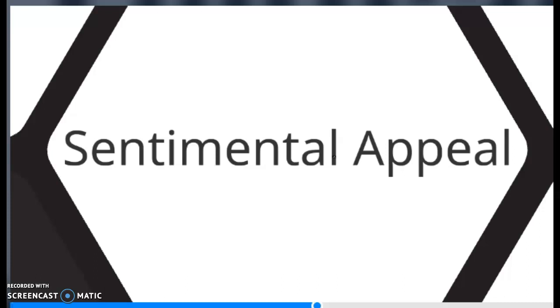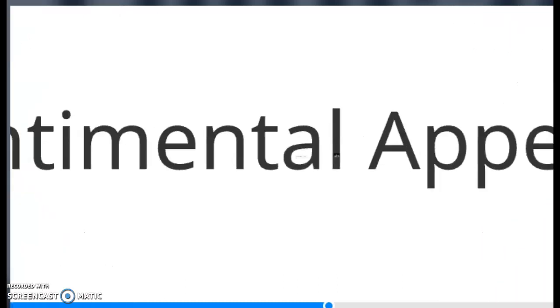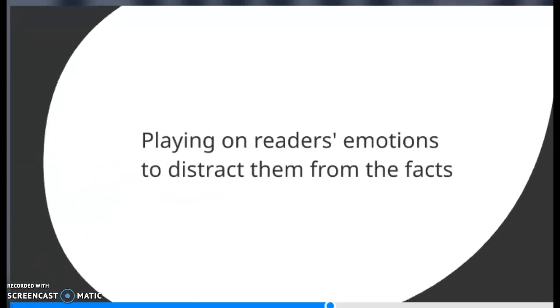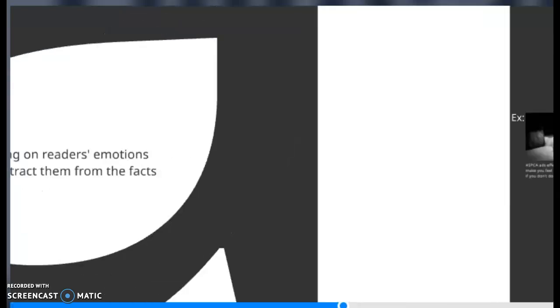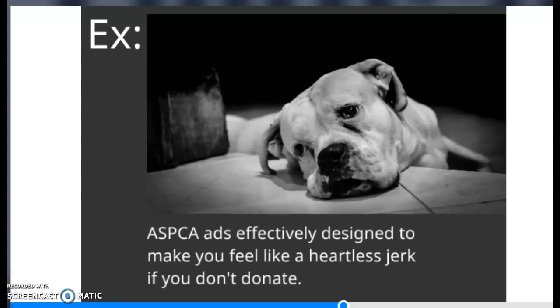Another logical fallacy is sentimental appeal. This is when we play on the reader's emotions to distract them from the actual facts. If you've seen those depressing ASPCA ads where Sarah McLachlan's singing and that Arms of the Angel song is playing and the puppies are crying and the kittens are sad, that's actually a logical fallacy. Those ads are effectively designed to make you feel like a heartless jerk if you don't donate.